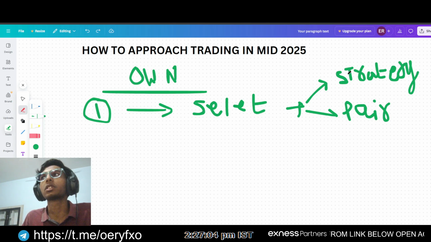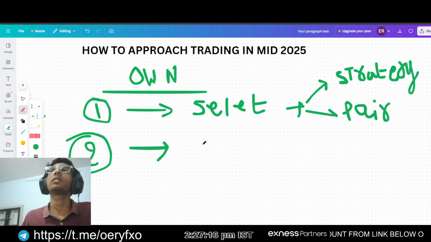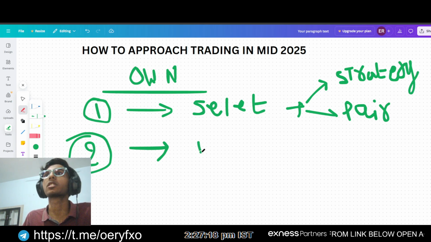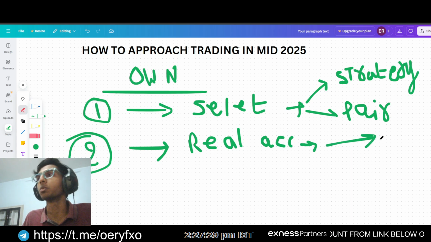Next step, after selecting these two, get an account open. There will be two types of account: one in which you just want to test a strategy, and one in which you will start trading.